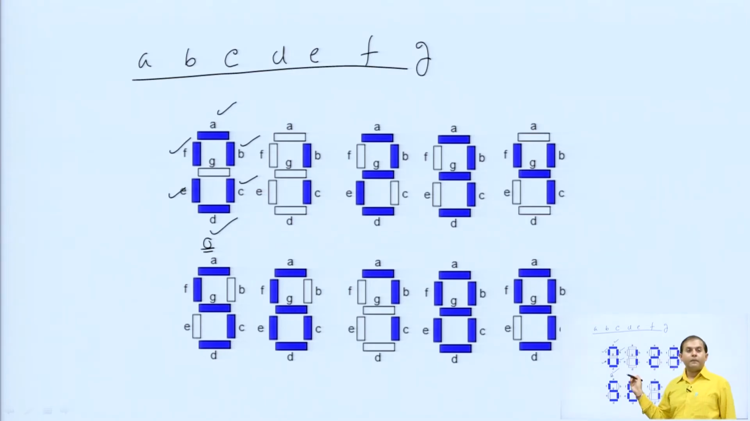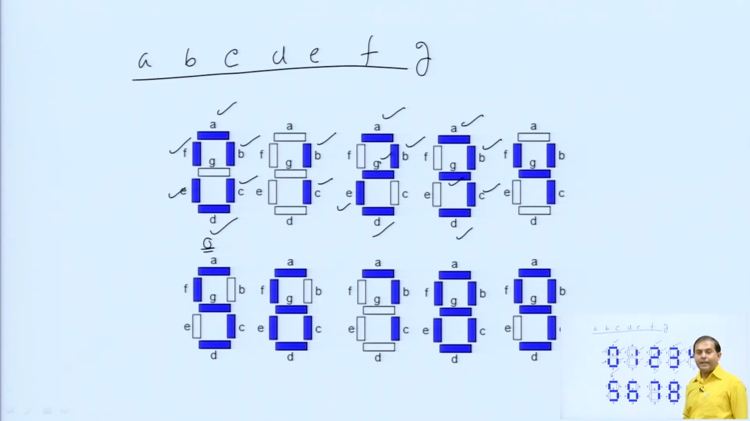To display 1, only B and C will be active, will be glowing, right. To display 2, we will be having A, B, D, E and G as active, right. Like that for displaying 3, A, B, C, D and G will be active. For 4, we will be having B, C, G and F.